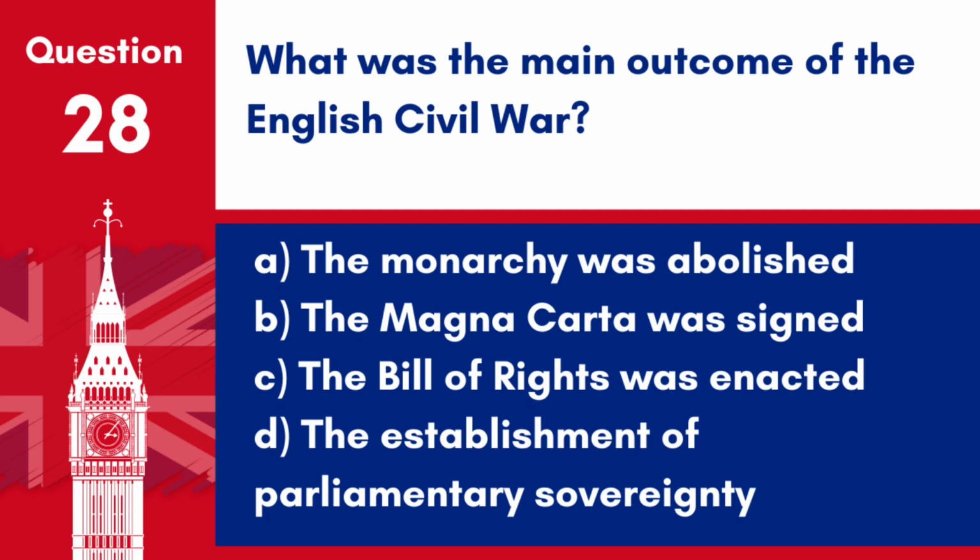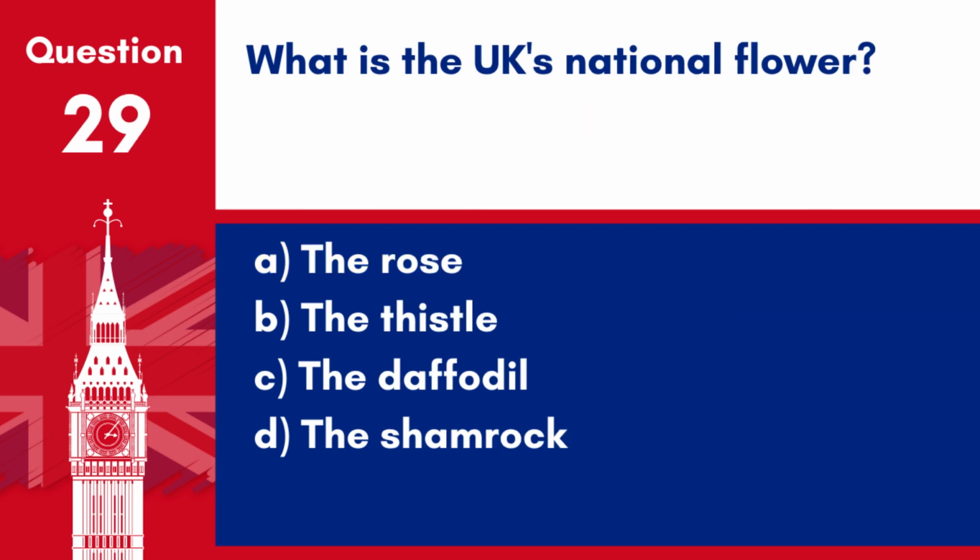Question 28. What was the main outcome of the English Civil War? A. The monarchy was abolished. B. The Magna Carta was signed. C. The Bill of Rights was enacted. D. The establishment of parliamentary sovereignty. Answer A. The monarchy was abolished. The main outcome of the English Civil War was the temporary abolition of the monarchy and the establishment of the Commonwealth under Oliver Cromwell.